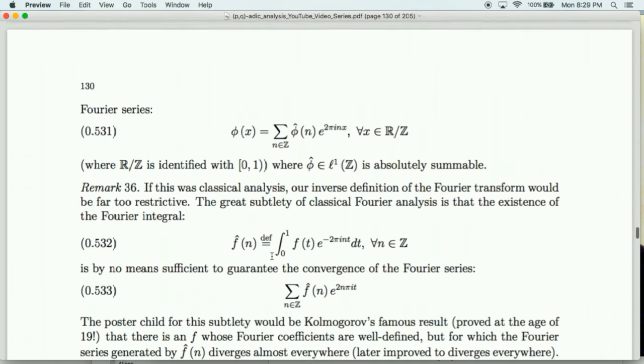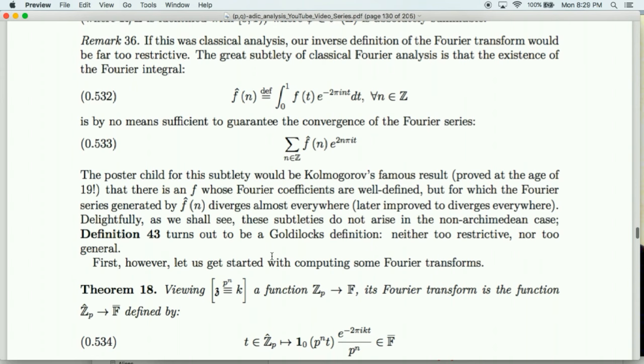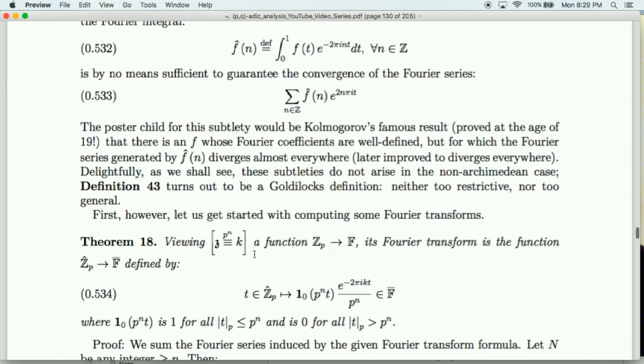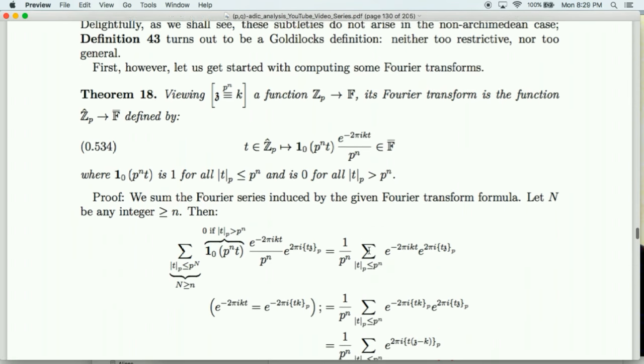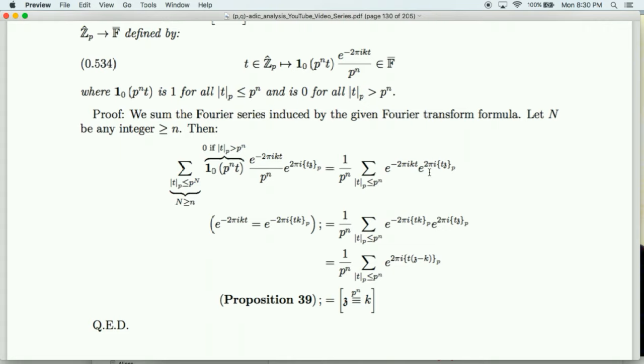So to get started, let's just begin with computing some Fourier transforms. Viewing our indicator function as a function from Z_p to F, the Fourier transform on Z_p hat of the indicator function is the following. It is 0 if t has a denominator bigger than p to the n, and otherwise it's e to the negative 2 pi i k t over p to the n. And the proof: we sum the Fourier series and just use our proposition. Boom.